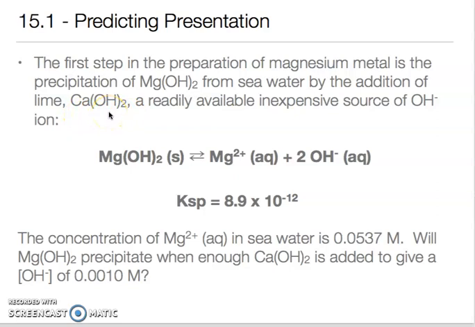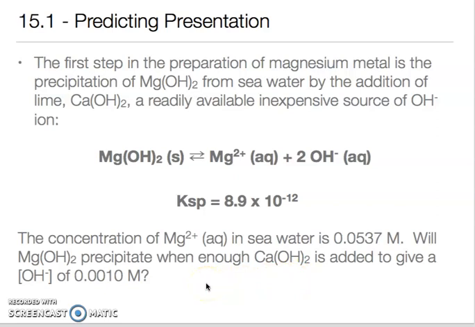My overarching ionic equation is the magnesium hydroxide solid that I want to precipitate out of solution is going to break down to form magnesium 2+ and 2 hydroxide ions. So for every 1 magnesium, I have 2 hydroxides. And its respective KSP is 8.9 times 10 to the negative 12. The concentration of magnesium 2+ in seawater is 0.0537 molar. Will the magnesium hydroxide precipitate when enough calcium hydroxide is added to give a hydroxide ion concentration of 0.001?